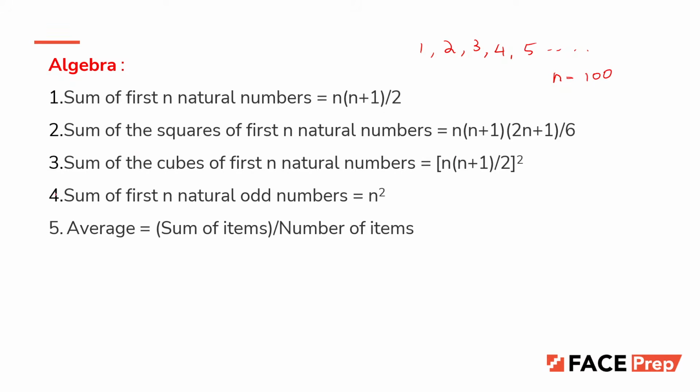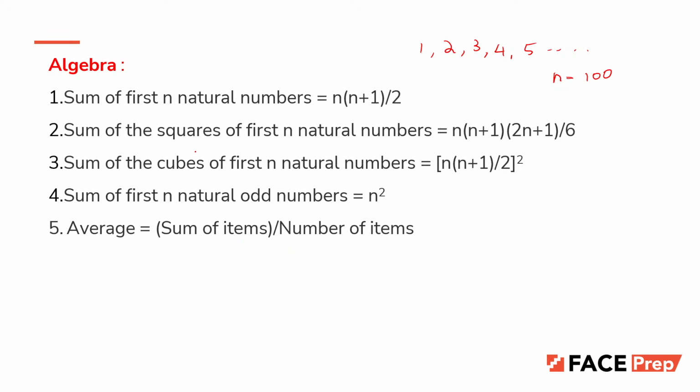So here the next part given here is the sum of the first n natural odd numbers. It is taken as n square. The sum of the first n natural odd numbers is taken as what? n square. And the average, we know the formula: sum of the items divided by the number of items, or the sum divided by the total number of terms, right?